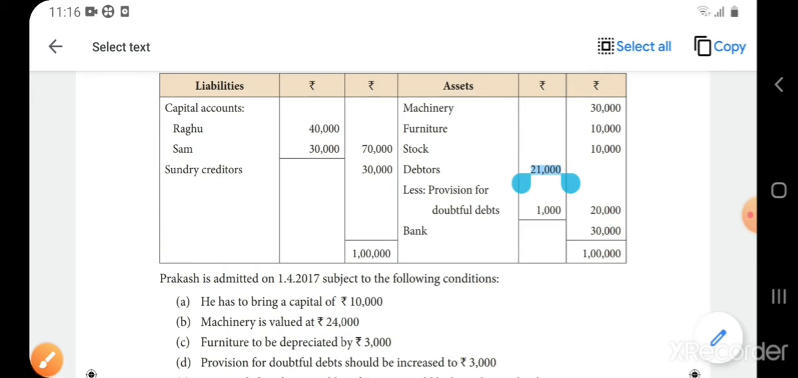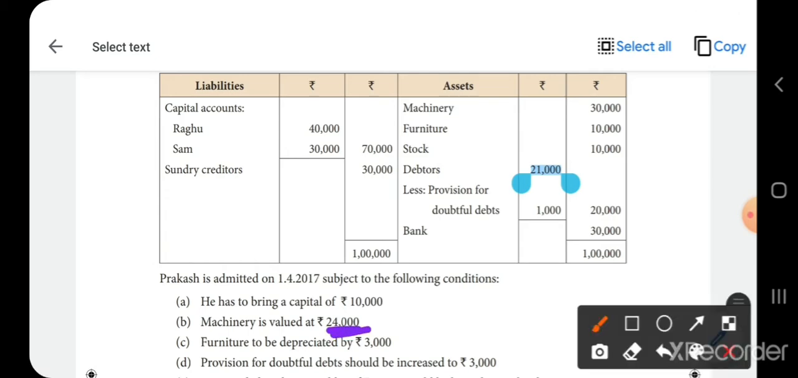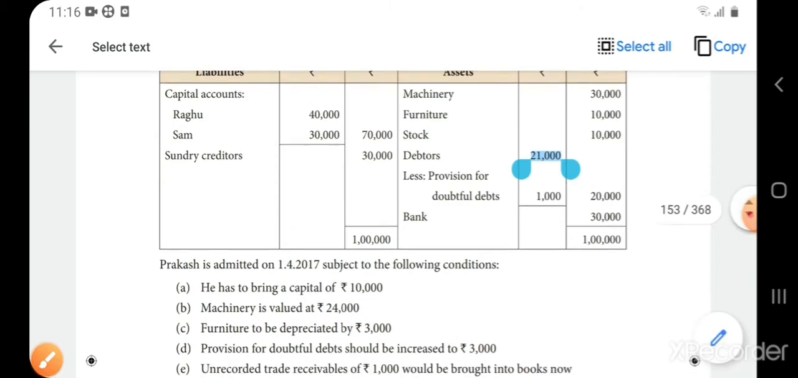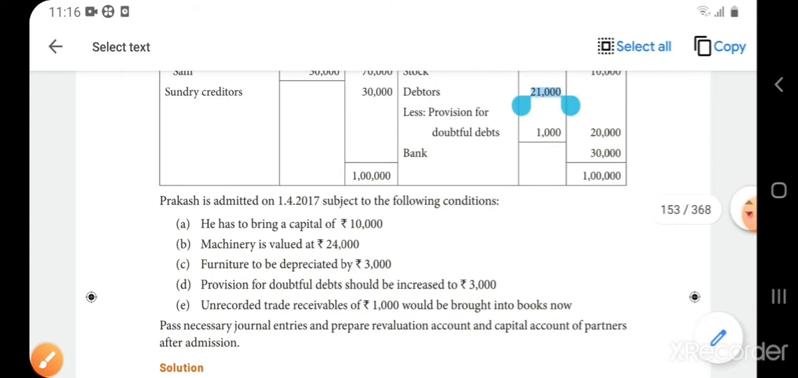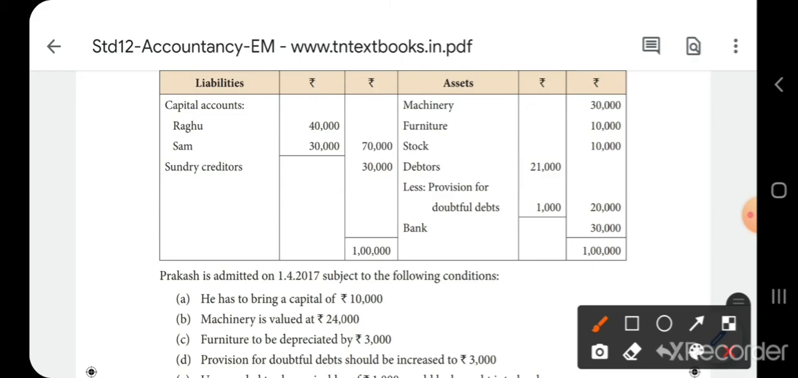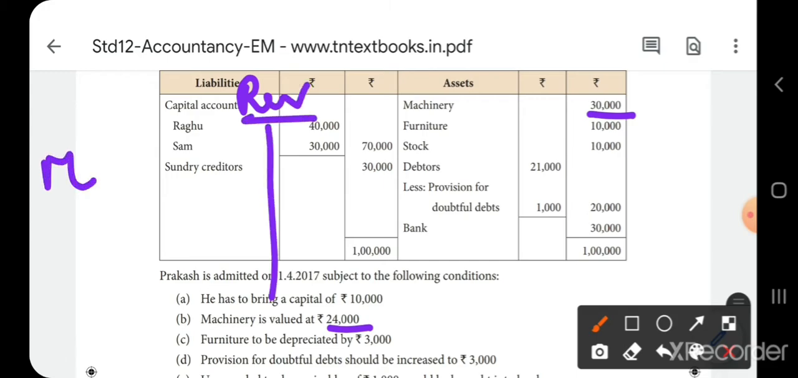Now in this case, machinery is valued at 24,000, which is a decrease in value of asset. So you will write here machinery on the debit side. Okay, the amount will be 6,000. To what extent have they reduced? 30,000 minus 24,000, 6,000 you will show on your debit side, machinery 6,000. Now the entry will be revaluation account debtor to machinery account 6,000.